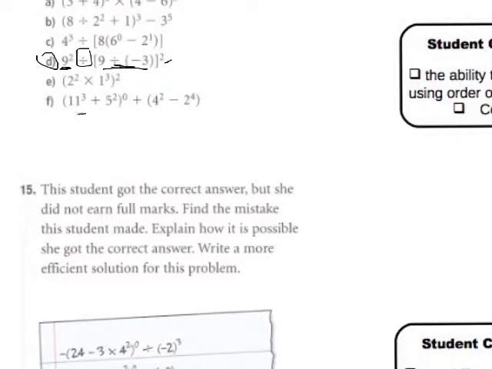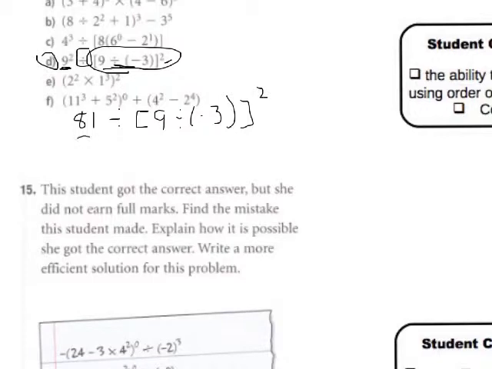9 to the power of 2 is 81. And now that's gone. We're going to divide that by the answer to this. So we're going to go 9 divided by negative 3. And whatever we get from that, we're going to square it. So 81 divided by, and I'm going to rewrite it every time. And the reason I'm going to rewrite it is, remember, it says demonstrate your work. You can't just show answers. You have to demonstrate a procedural step by step by step.